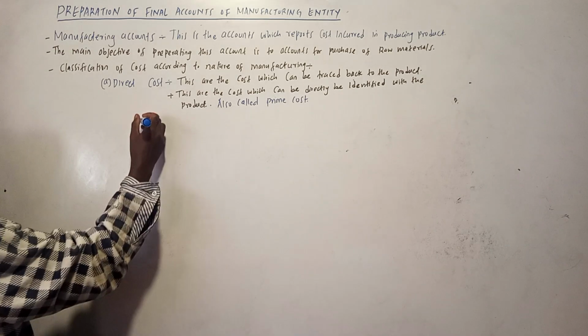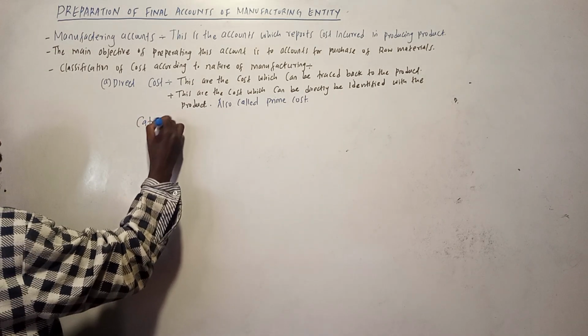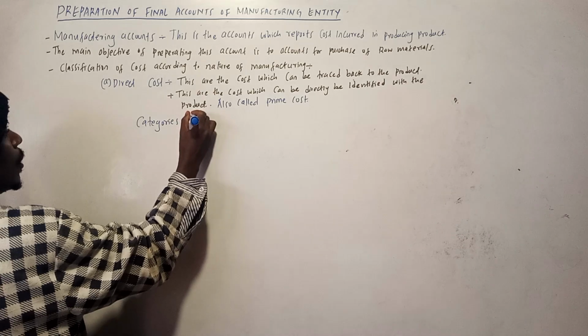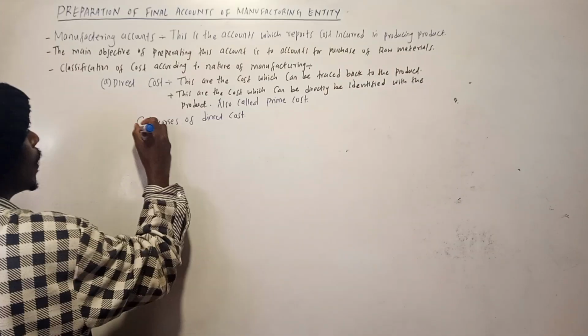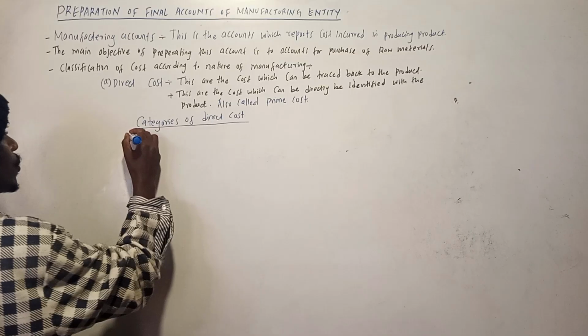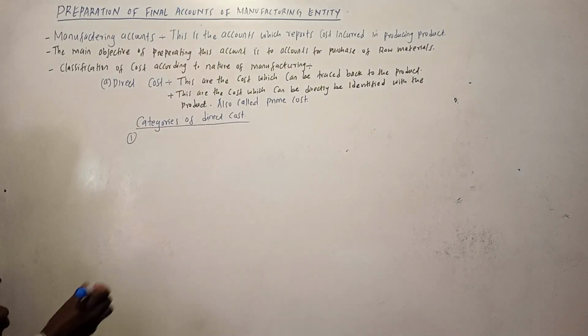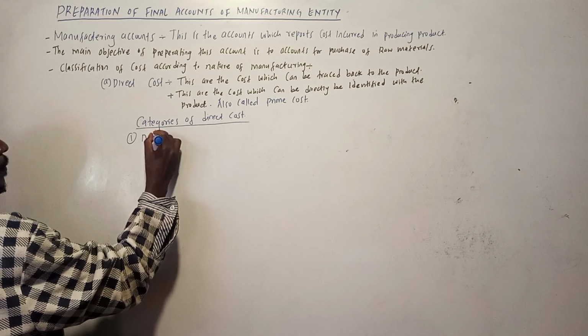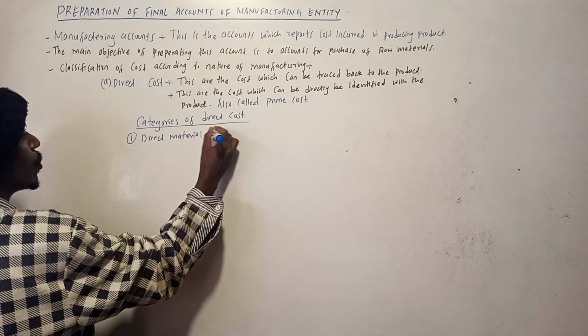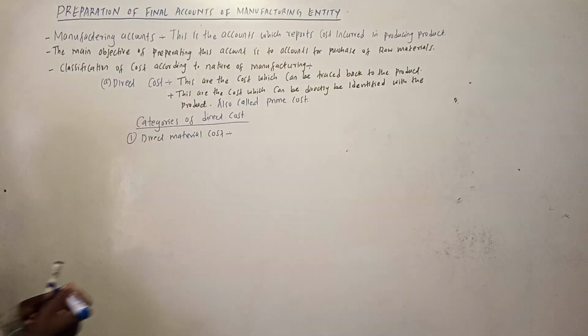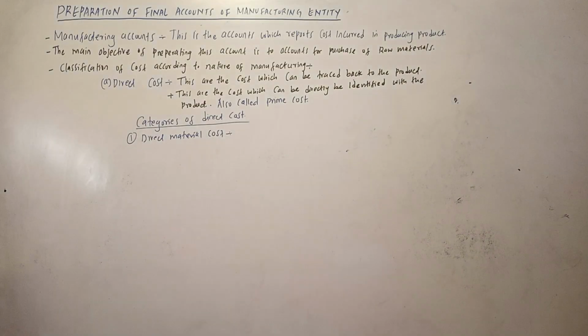Now let us see the categories of direct cost. We have three categories under direct cost. We have direct material cost. These are the costs of raw material which can be identified with the product.